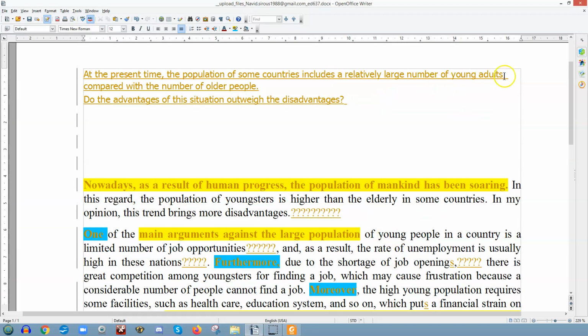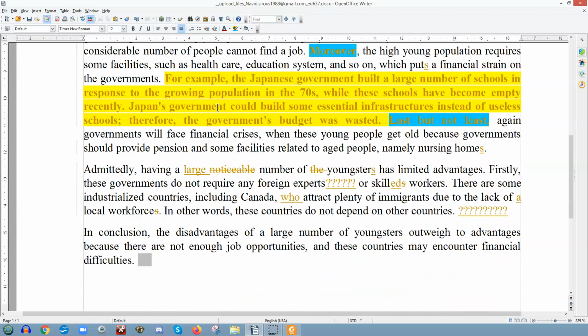some countries? There's more young people than old people, right? Some countries, more old people than young. Do the advantages of having more young people outweigh the disadvantages of having less old people?